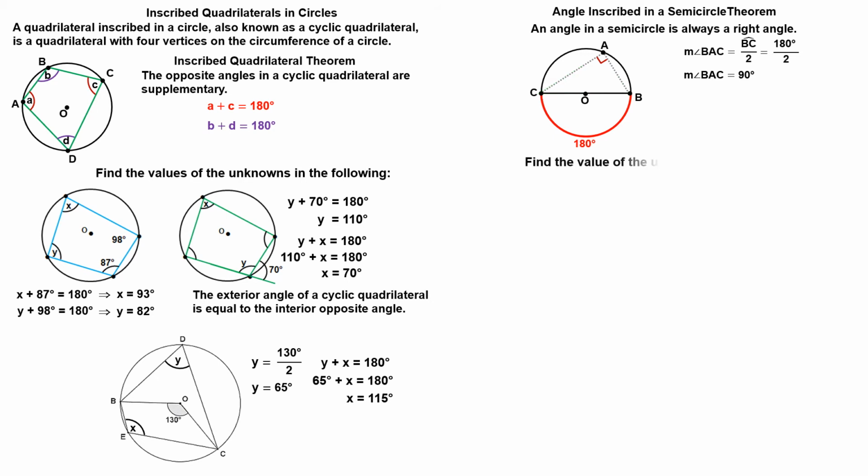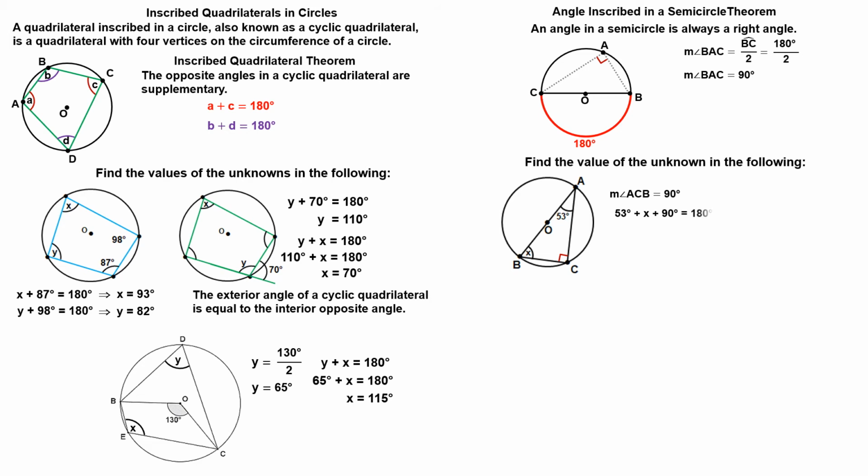Find the value of the unknown in the following. The segment AB is a diameter, so the angle ACB is an angle inscribed in a semicircle, and it measures 90 degrees. The sum of the interior angles of any triangle is 180 degrees. Solving for x, we get 37 degrees.